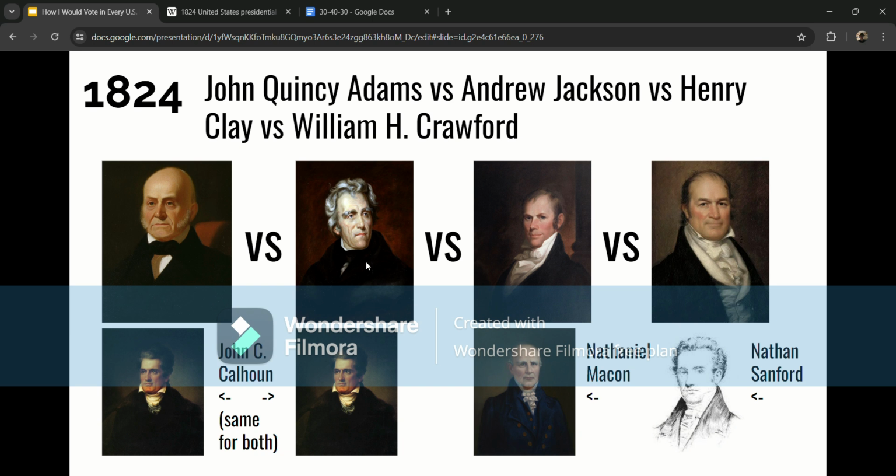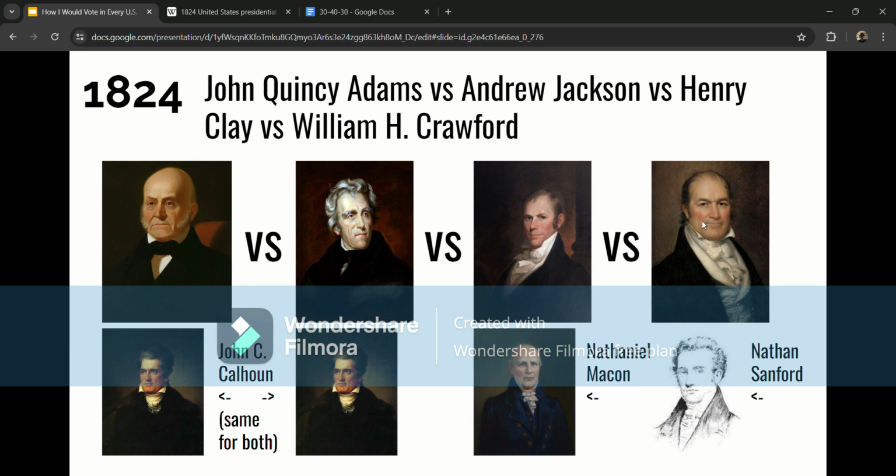Andrew Jackson is one of those people I think I would have just absolutely despised. And again, his presidency does help, and it makes me despise the man even more. But yeah, no. So I would definitely not vote for Andrew Jackson under any circumstances whatsoever.